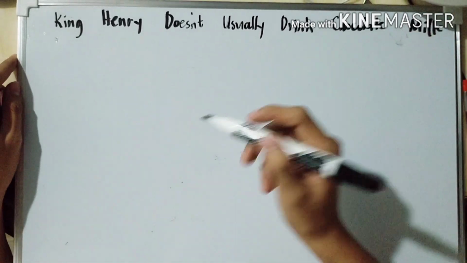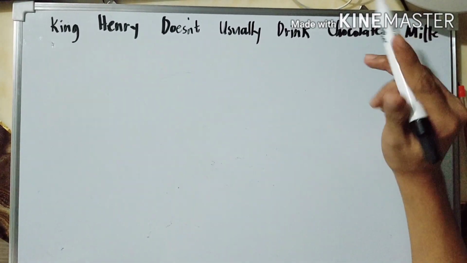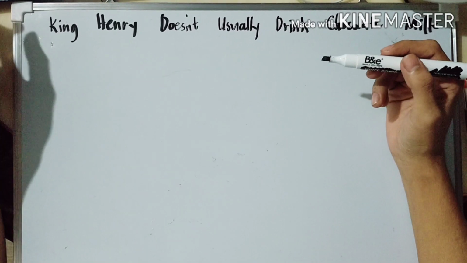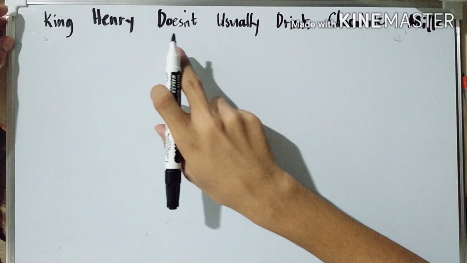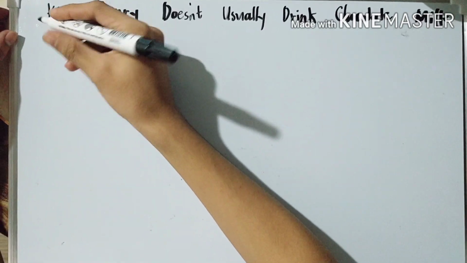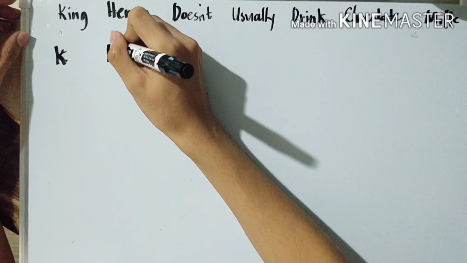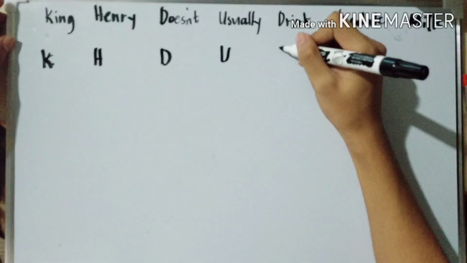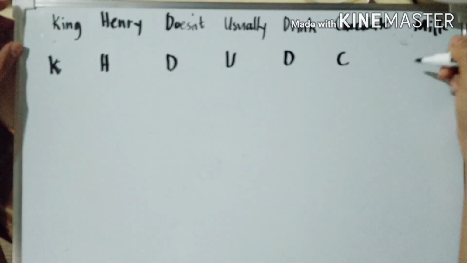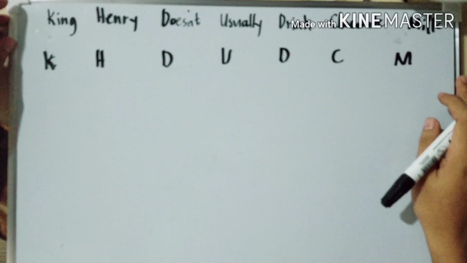remember this phrase. So, King Henry doesn't usually drink chocolate milk. So, once you remember it, malaking tulong ito sa inyo. So, una, kunin nyo yung mga unang letter in each word. So, dito, una is K. Then, H. Then, D. Then, U. Then, D, C, and M. So, King Henry doesn't usually drink chocolate milk.